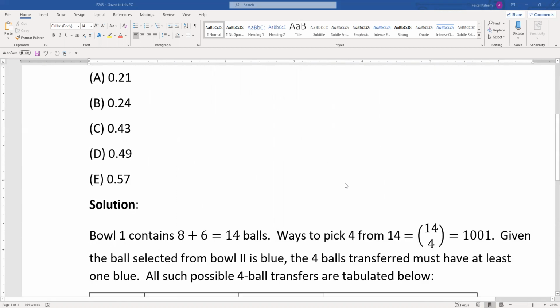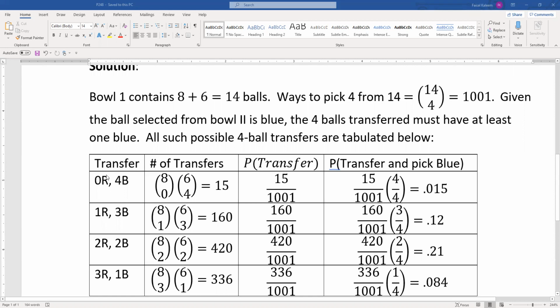So it means that the transfer could be one of these. You could have transferred 0 red and 4 blue. You could have transferred 1 red and 3 blue. Remember, 4 balls are being transferred. You could have transferred 2 red, 2 blue, or 3 red, 1 blue, and that's it.